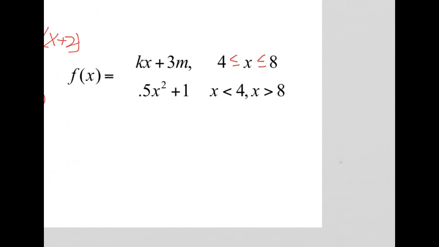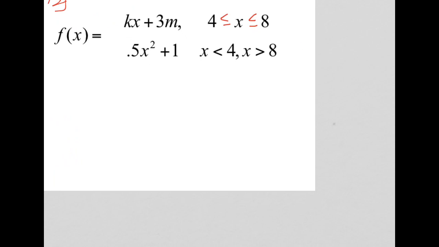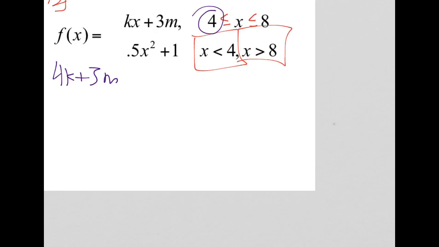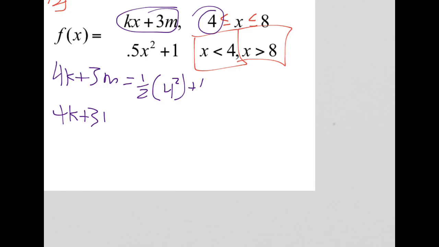Now let's do this problem over here. Same exact idea, except I have a k and an m, so I'm going to need to come up with two equations this time, but luckily I have two different x values that I can look at to make this continuous. So, equation number 1, let's use the x value of 4, so I'm going to get 4k plus 3m, because I substituted into that equation, equals 1/2 times 4 squared plus 1. So let's simplify. 4k plus 3m equals 4 squared is 16, divided by 2 is 8, plus 1 is 9.